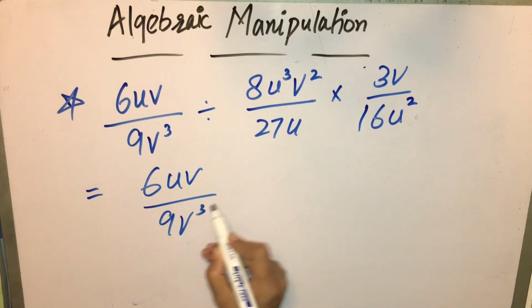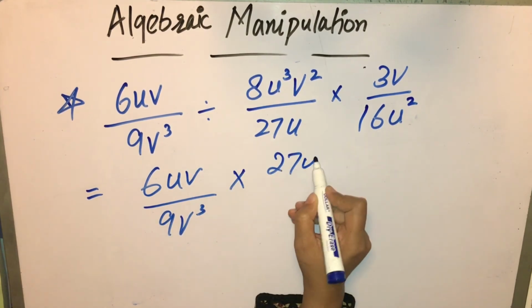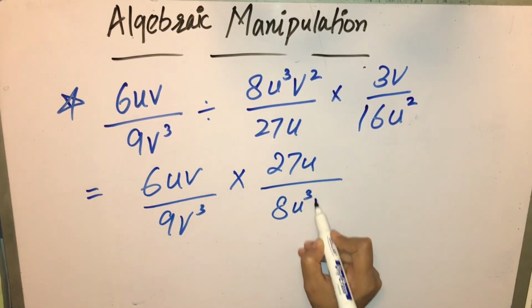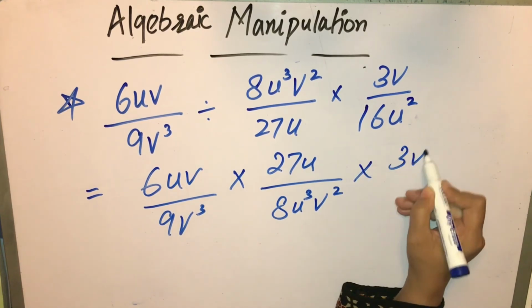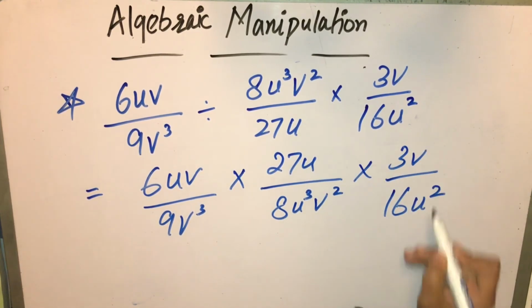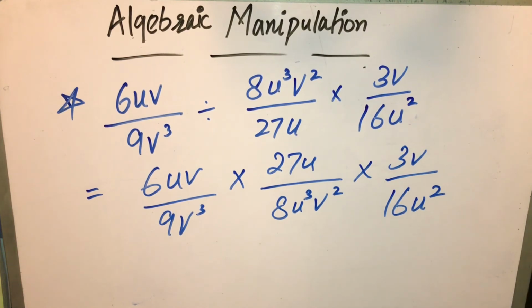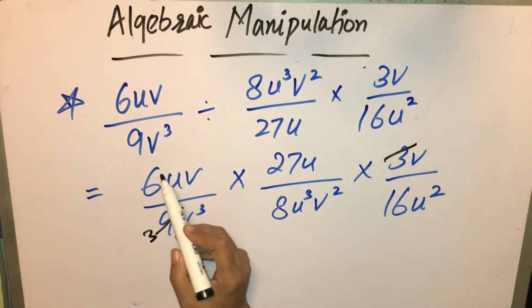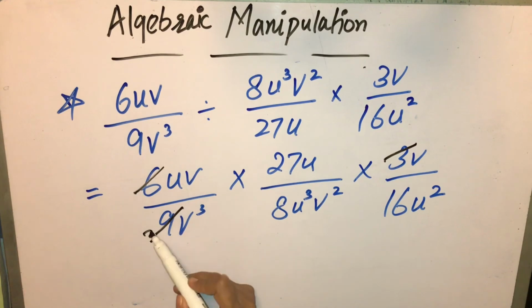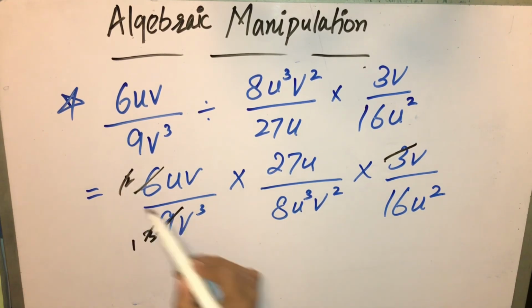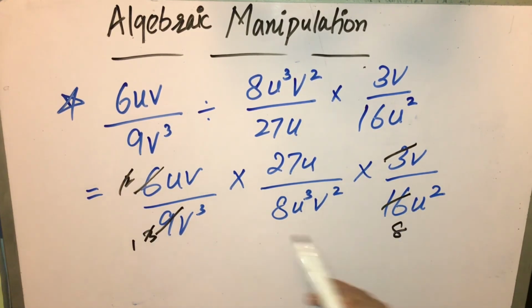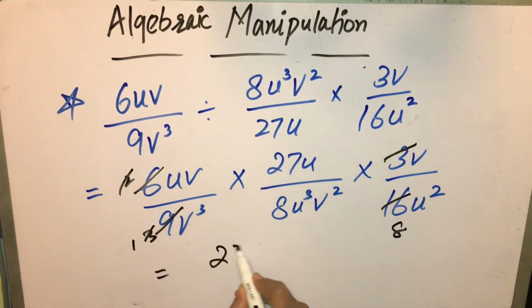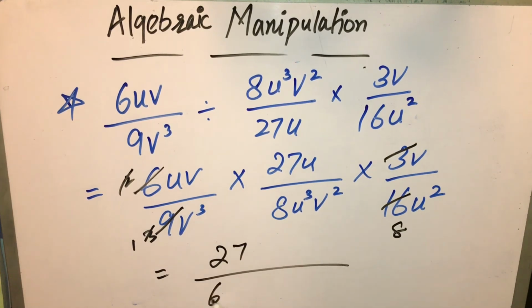Change it. 27u over 8u^3v^2. This one will remain as it is. Cancel 3 times 9. Okay. 3 1s are 3, 3 2s are 6, 2 8s are 16, and now we have nothing left. 27 and 64. 27 over 8, 8 times 64.